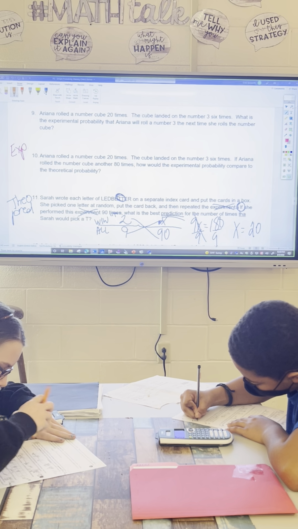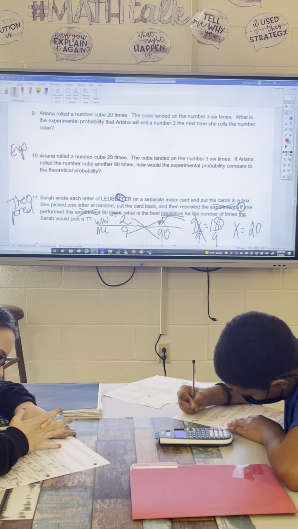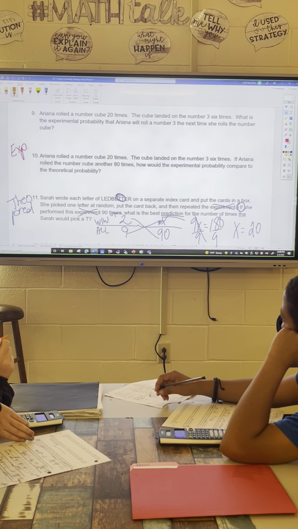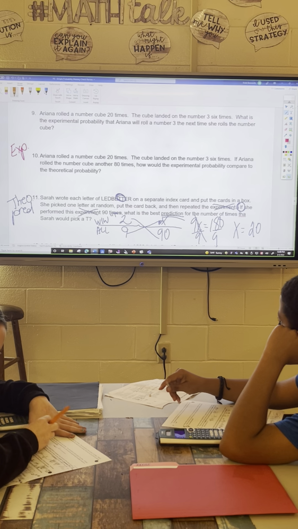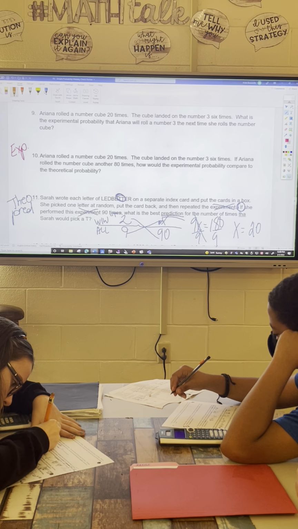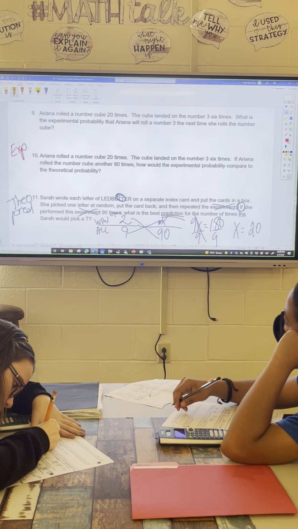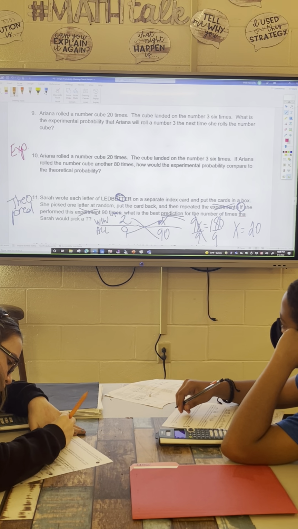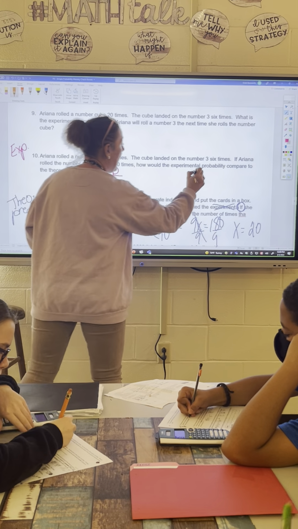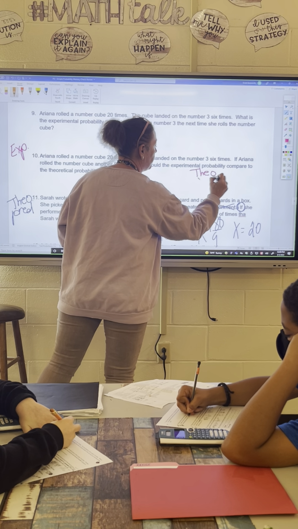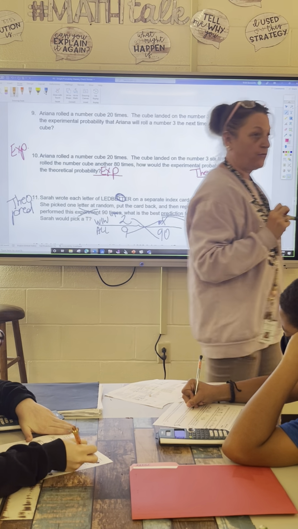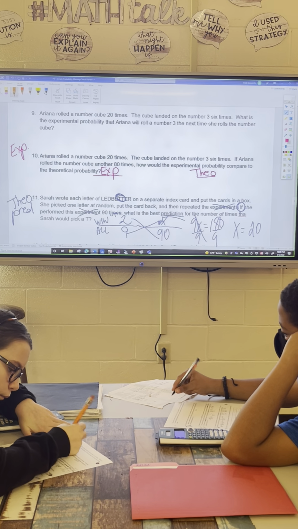This is the experimental probability. Now, look at what this says. If Ariana rolled the number cube another 80 times, how would the experimental probability compare to the theoretical probability? So this is asking us to do both. The problem itself gives us experimental data, doesn't it? So we've got to look at the experimental probability here, and we've got to look at the theoretical probability here. Okay? We've got to do both because it wants you to compare the two.